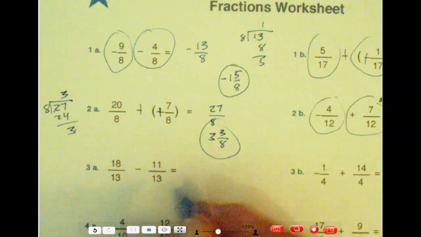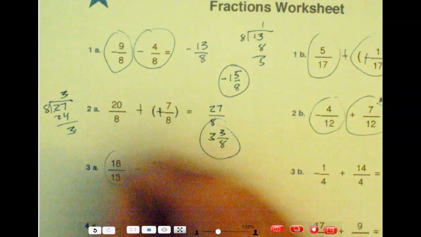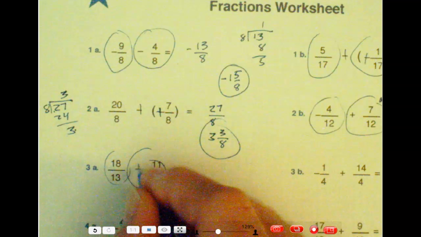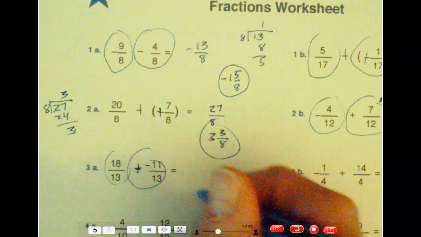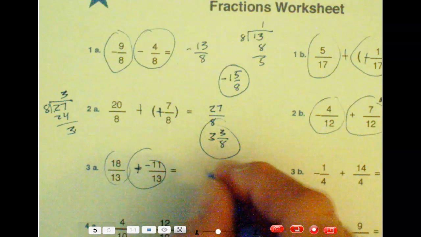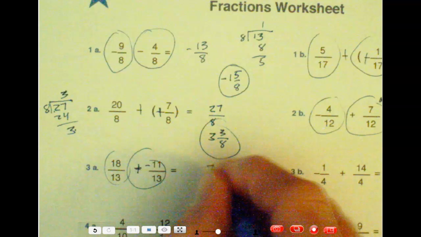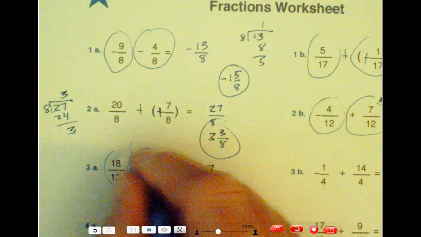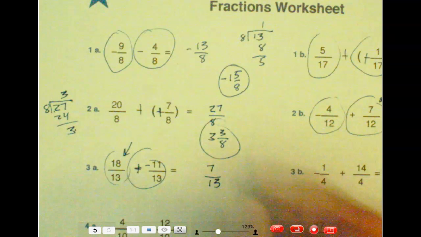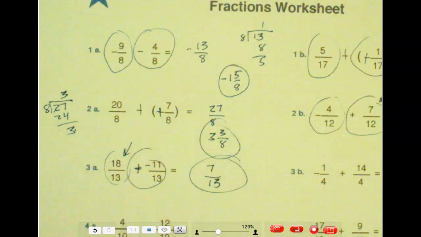All right, take a look at another one here. 8/13 minus 11/13. What are we really doing? Well, these are different signs. We've got a positive and we've got a negative. Let's find the difference. The difference between 11 and 18 is 7/13. Now, is it positive or negative? Well, 18 has a greater absolute value, so this is going to be a positive 7/13.